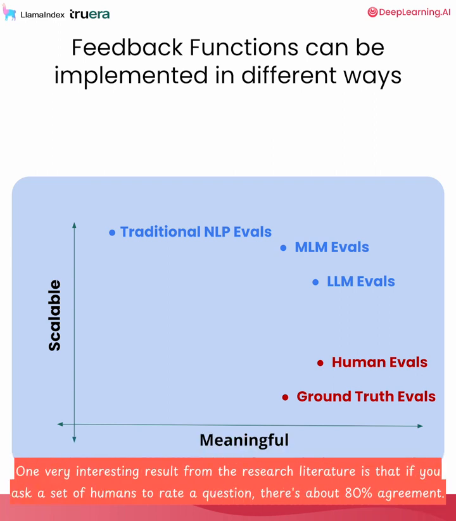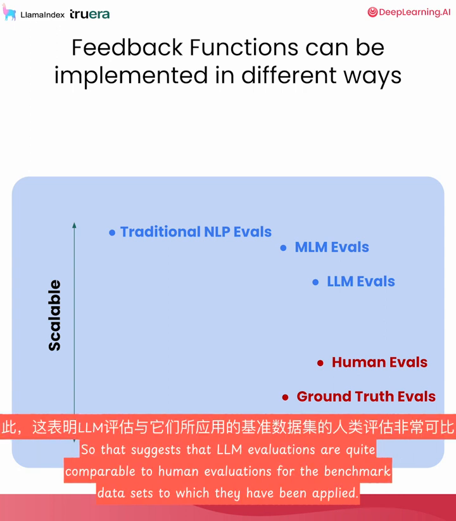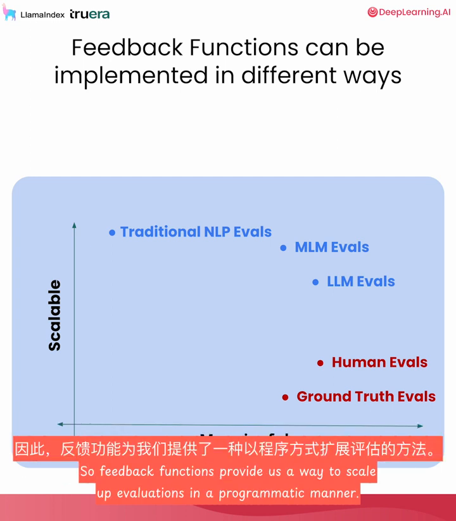One very interesting result from the research literature is that if you ask a set of humans to rate a question, there's about 80% agreement. And interestingly enough, when you use LLMs for evaluation, the agreement between the LLM evaluation and the human evaluation is also about the 80 to 85% mark. So that suggests that LLM evaluations are quite comparable to human evaluations for the benchmark data sets to which they have been applied. So feedback functions provide us a way to scale up evaluations in a programmatic manner.